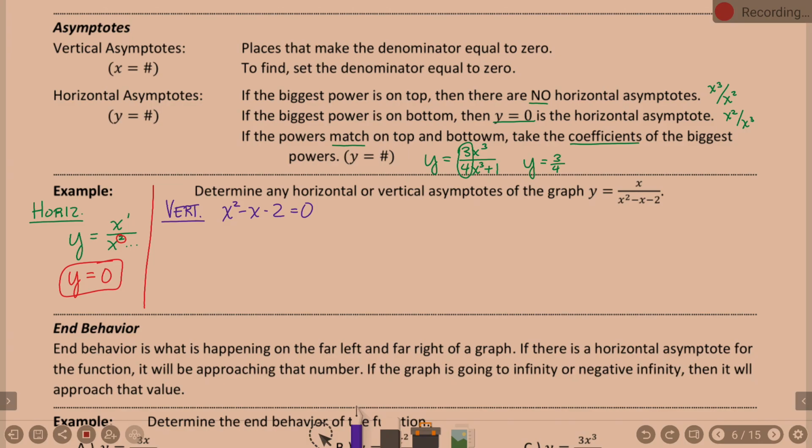What do we have to do to solve that? Factor. If it's not already in factored form, you have to factor. So if we factor x squared minus x minus 2, x squared breaks into x and x. What multiplies to be negative 2 and adds to be negative 1? How about negative 2 and positive 1? What do we do from here?